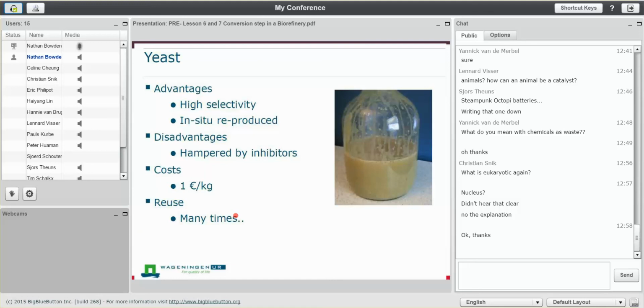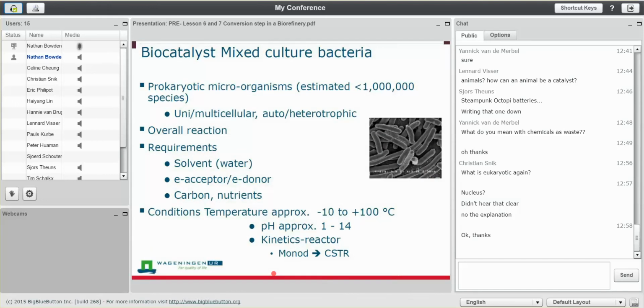Yeasts are extremely cheap, and they can be reused cells because they have a life expectancy. However, they reproduce quite quickly. Every 20 minutes, they split.